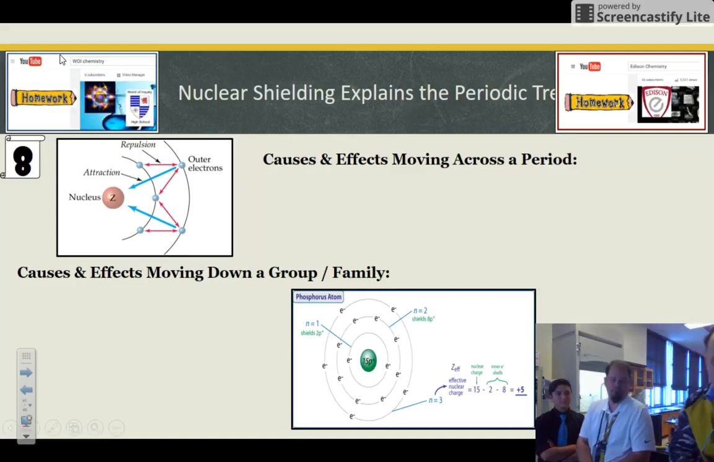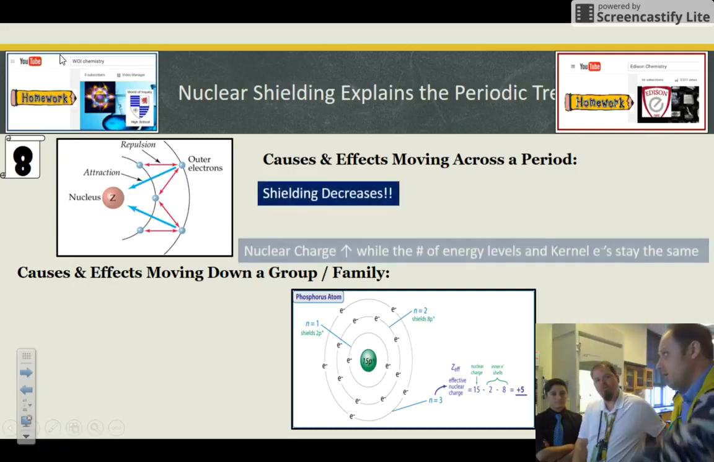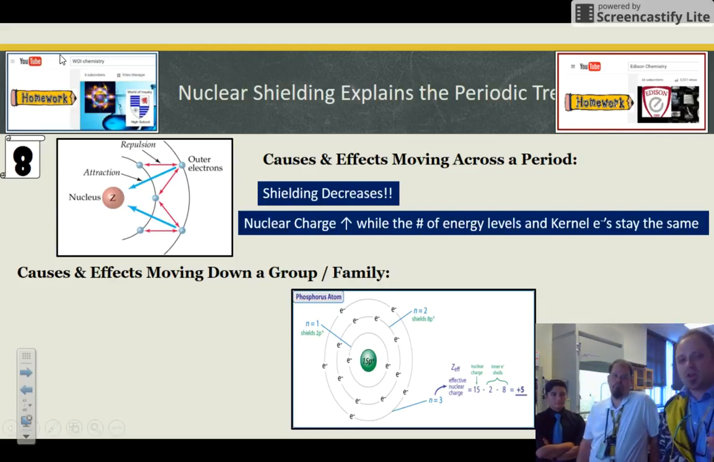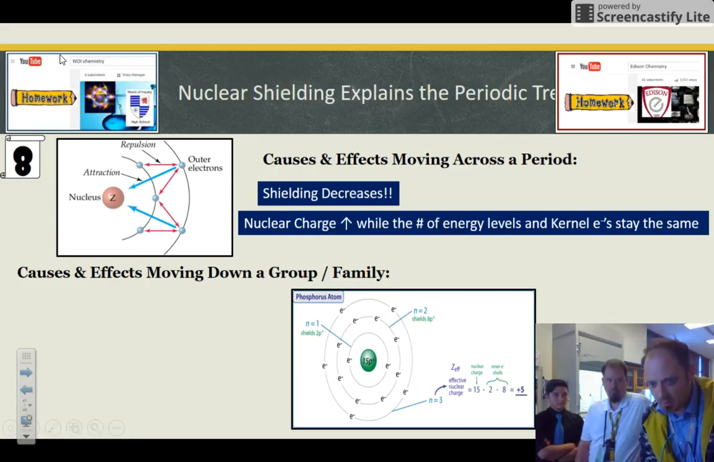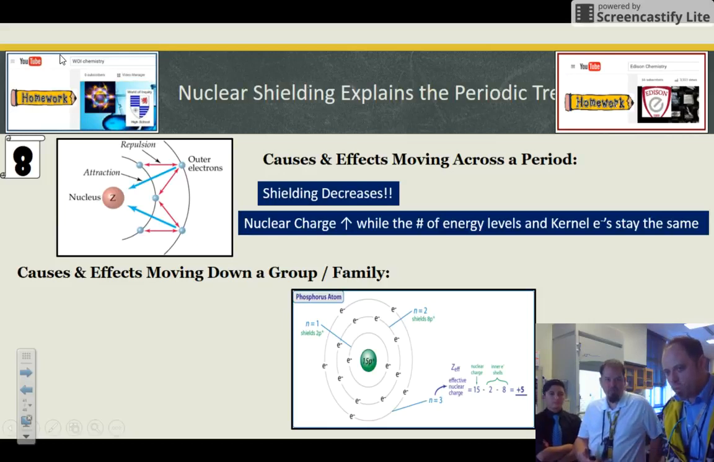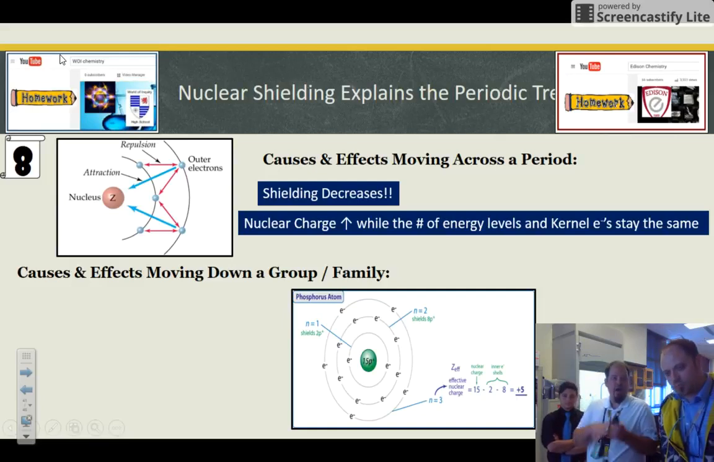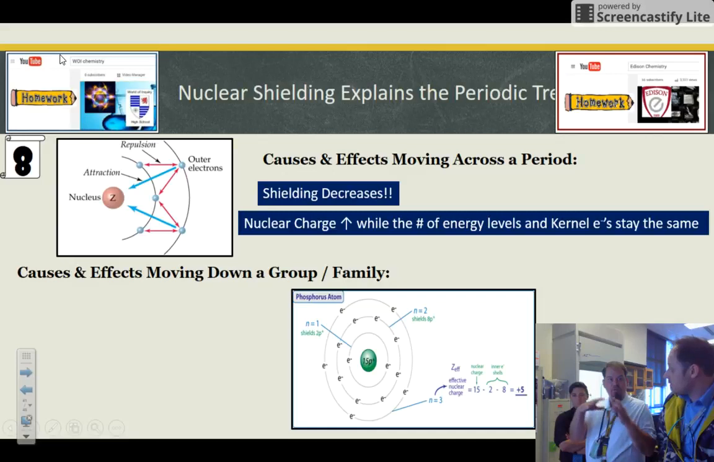So causes and effects. Simply put, as you go across a period, shielding decreases. So the nuclear charge increases while the number of energy levels and kernel electrons stay the same. So as you move further to the right across the periodic table, the effective nuclear charge is increasing. Okay? Think about that nuclear charge. We've done this. We know it's the number of protons, the things with the charge in the nucleus. As I go across, I'm adding those, and there's no more interference. So they do their job better.